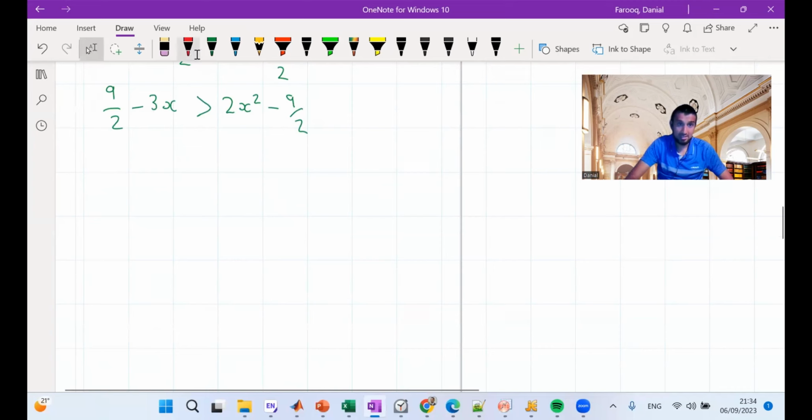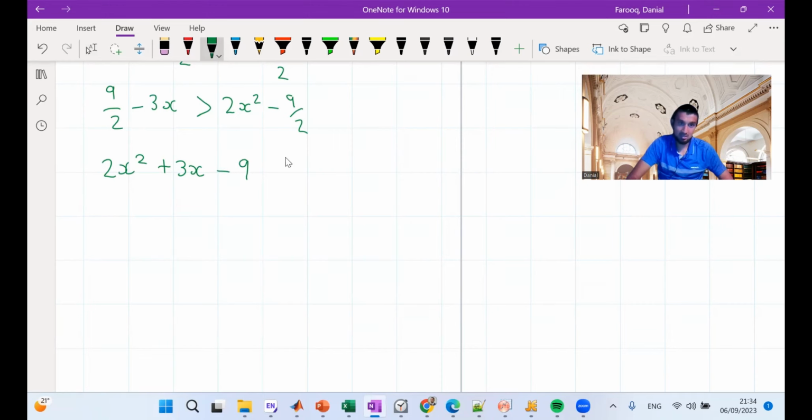And we should get it all on one side with the x squared. So that will become 2x squared, move the 3x to that side, will be plus 3x, move the minus 9 over 2, so that will become minus 9 over 2 minus 9 over 2, which is just minus 9. And we want that to be less than 0, because we switched everything to the other side. Now, we want this equation to be less than 0.